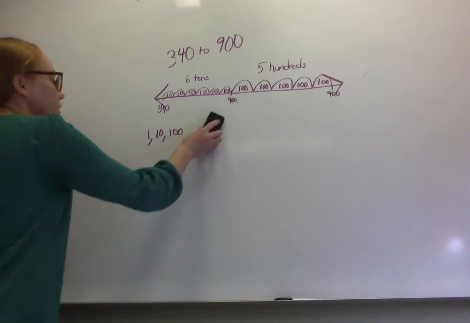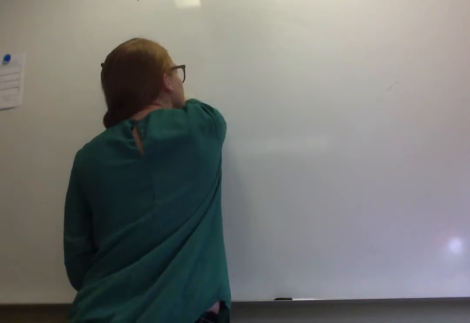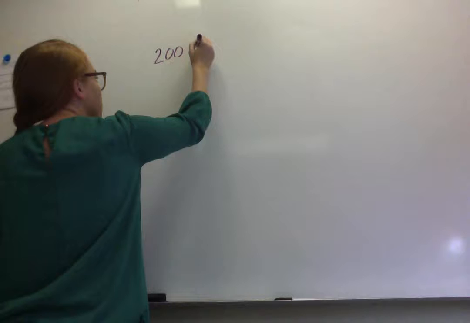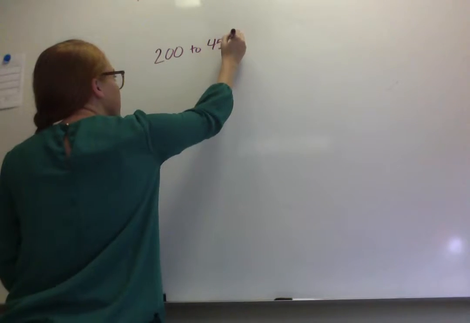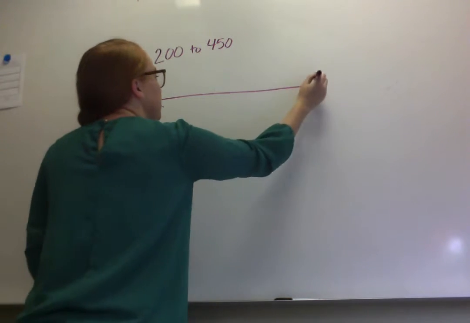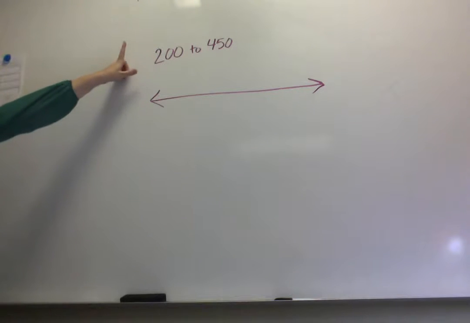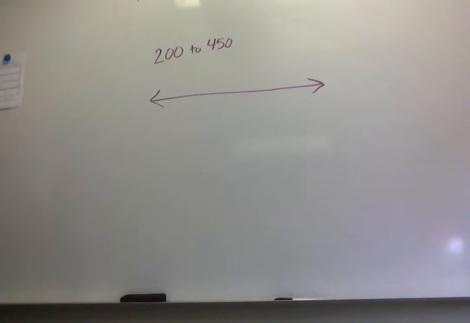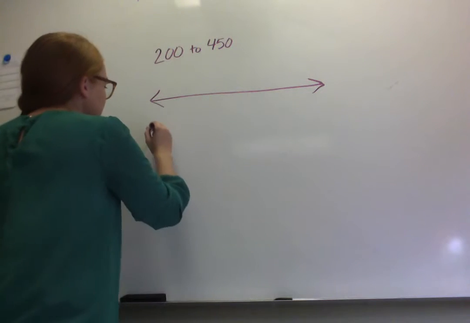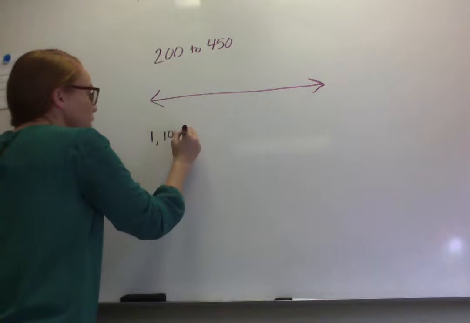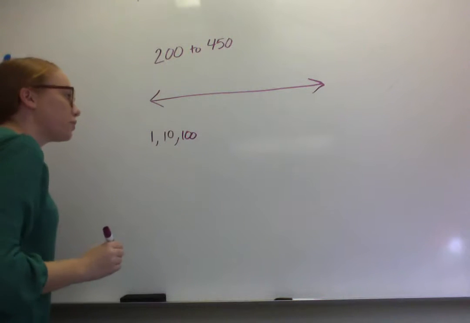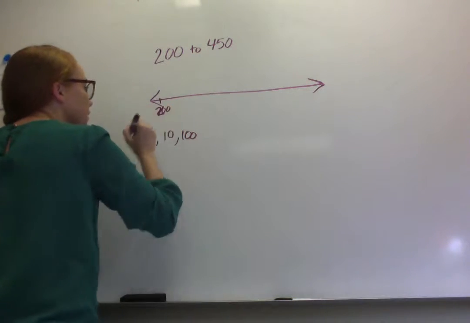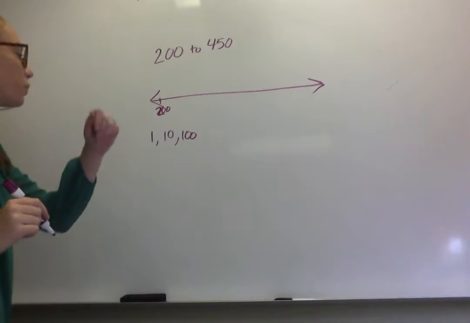So, first, let's start with a new example. Let's say it asks your student to count from 200 to 450. The number line is going to be given to them, and so is the question. The student needs to think in their head, am I going to count by ones, tens, or hundreds to get to 450? First, they're going to label their number line starting at 200. Then from there, they're going to count up to 450.